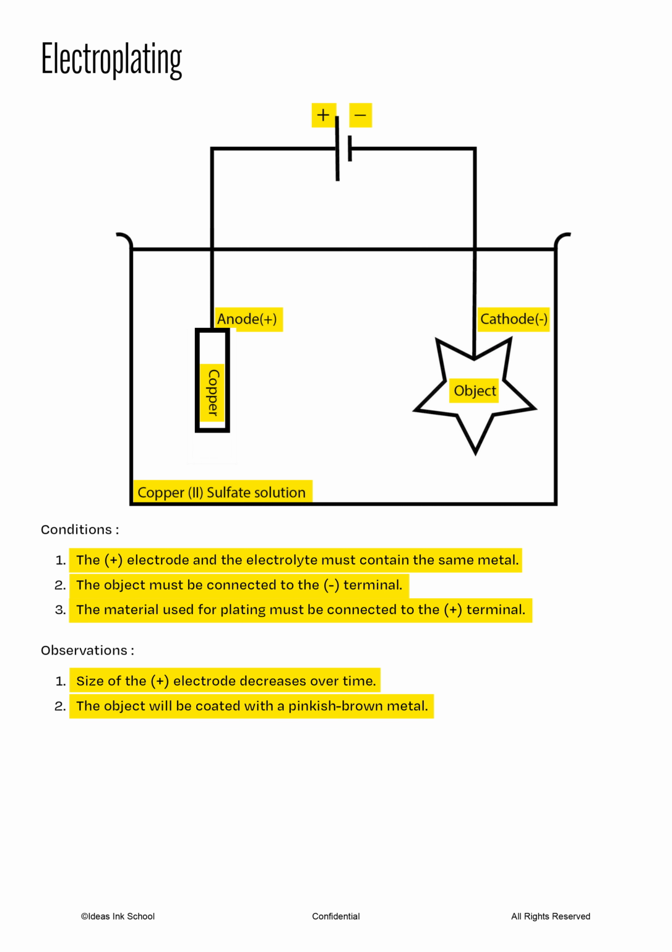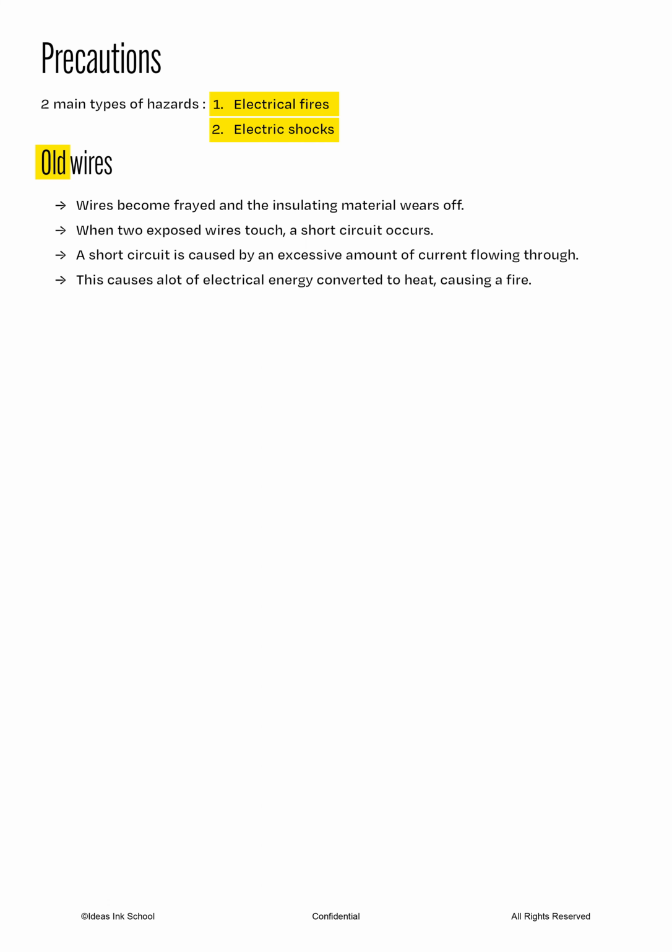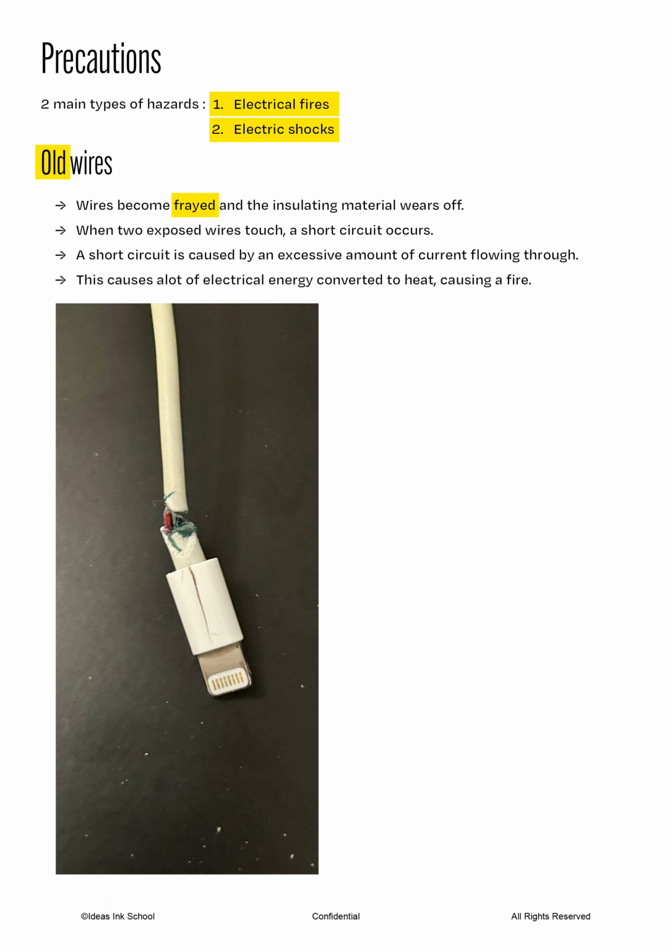In this section, we will be discussing the 2 main types of electrical hazards and what precautions we should take to avoid them. The 2 main types of hazards are electrical fires and electric shocks. The first scenario involves old and frayed wires. This occurs when the insulating material surrounding the wire wears off.